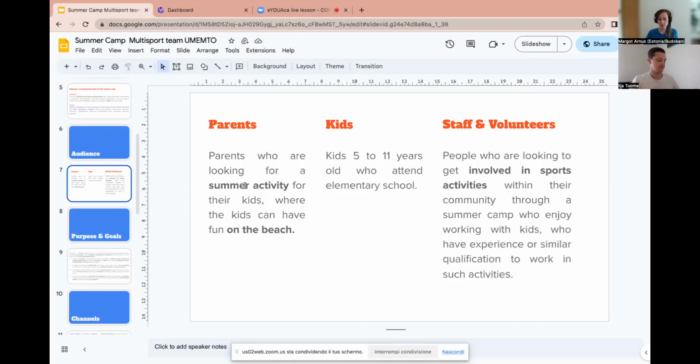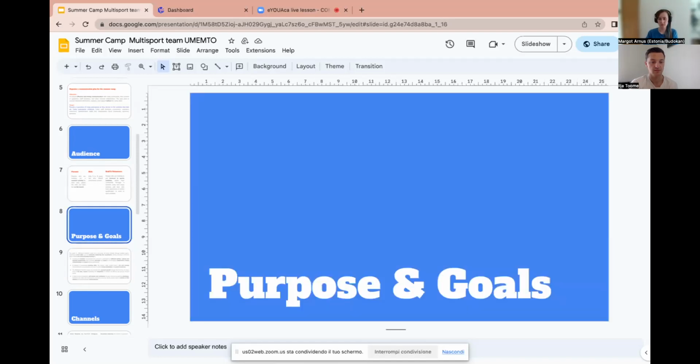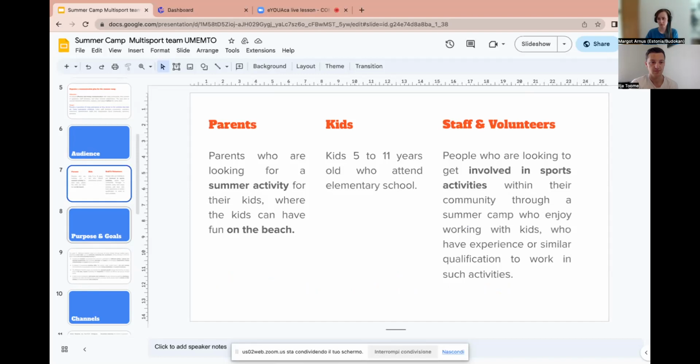We also think that, after all, parents are the ones who are going to enroll their kids. So of course they need to be taken into account. And they're usually the main focus for most communication plans, at least most that I see around. But we also have a communication plan that includes staff and volunteers, because they're basically going to help us provide the camp. They're going to be involved in most of the activities, and we want people who have experience or qualification working in such things, particularly because it's a delicate age, 5 to 11 years old.